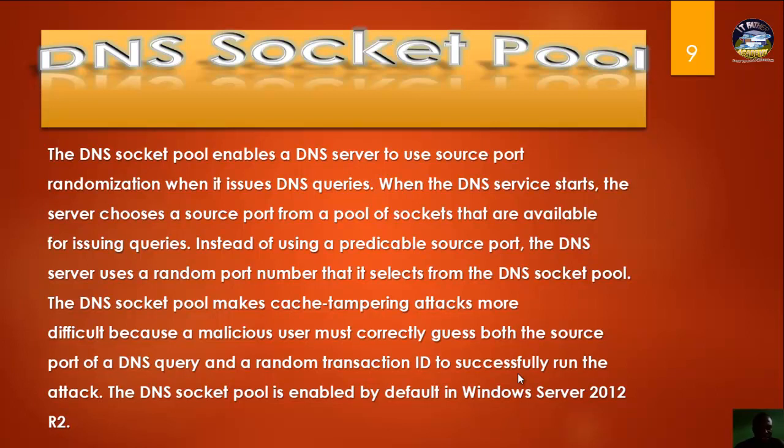The DNS socket pool makes cache tampering attacks more difficult because a malicious user must correctly guess both the source port of a DNS query and a random transaction ID to successfully run the attack. The DNS socket pool is enabled by default in Windows Server 2012 R2.